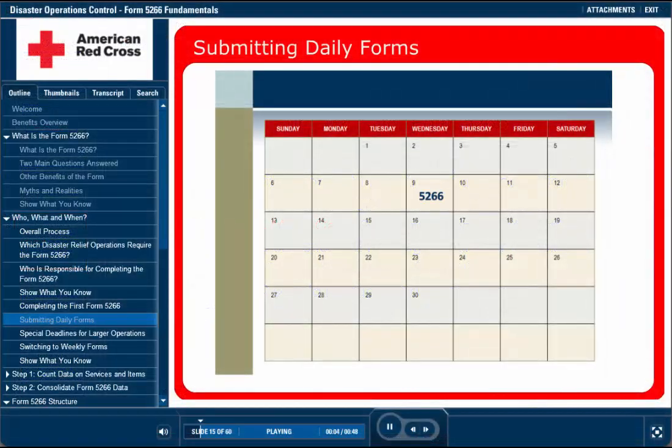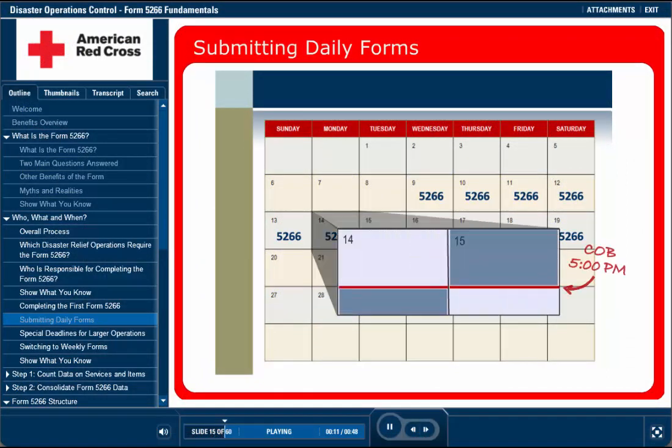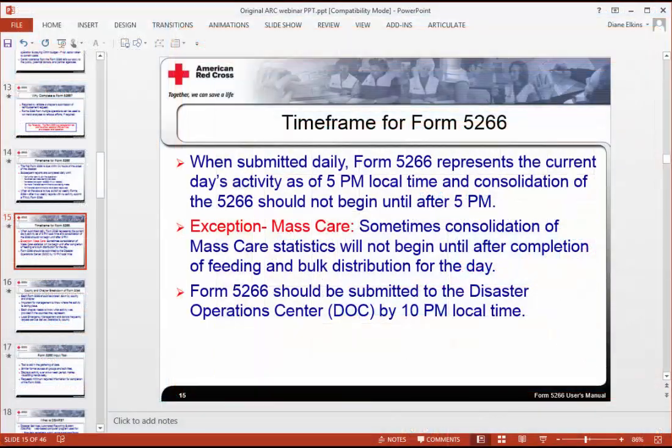The Form 5266 is completed every day. What counts as a day? Each day goes from 5 p.m. to 5 p.m. So, if you feed someone at 4:45 p.m., that person would be counted on that day's form. If you feed someone at 6 o'clock, that person would go on the next day's form. And the form is due every night by 11:59. You can see that this visual animated design makes the information easier to process and remember than the original design.